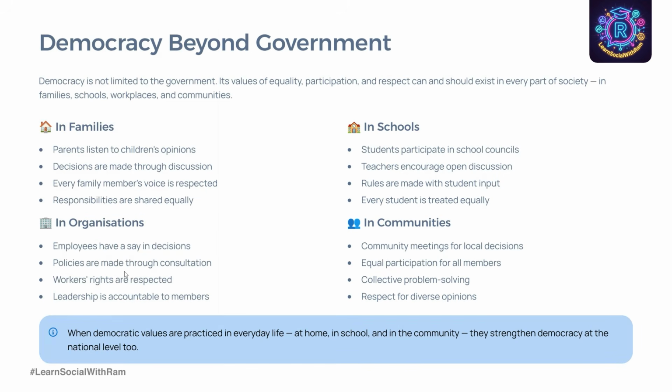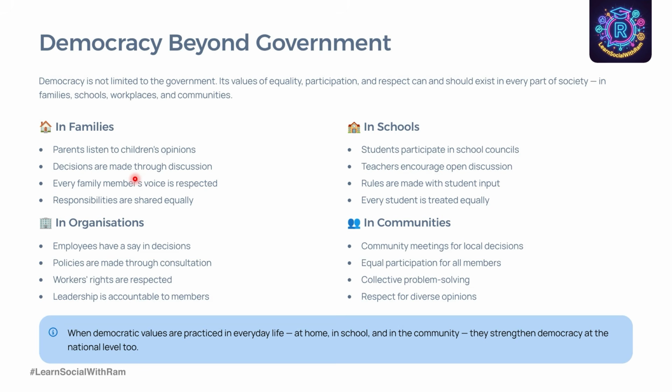Now let us try to understand the second scenario, that is democracy beyond government. Can democracy exist outside government? Let's think for a minute. Yes, democracy can exist outside the government as well. For example, there are democratic values that can exist in families, schools, organizations, as well as communities. For example, in families. Suppose parents listen to children's opinions before making decisions. That reflects democracy. Everyone gets respect and everyone gets a voice in the family.